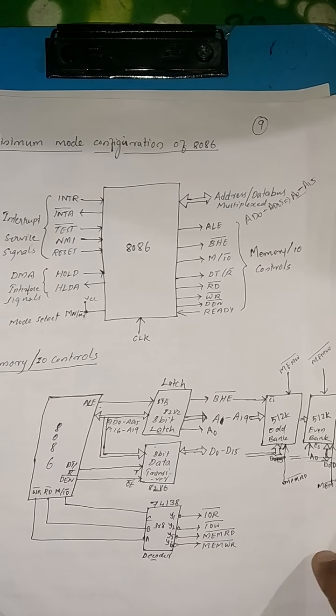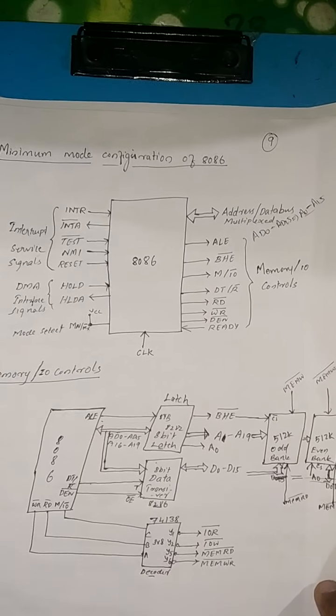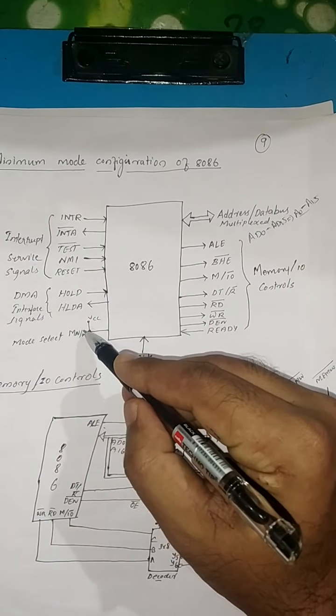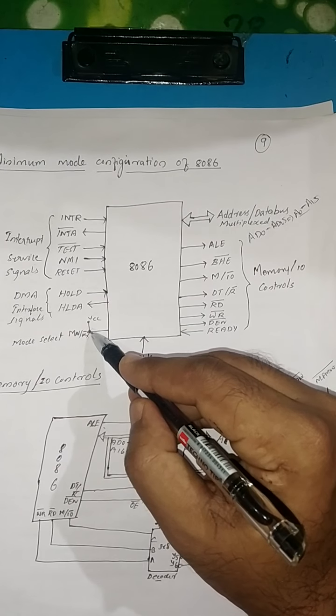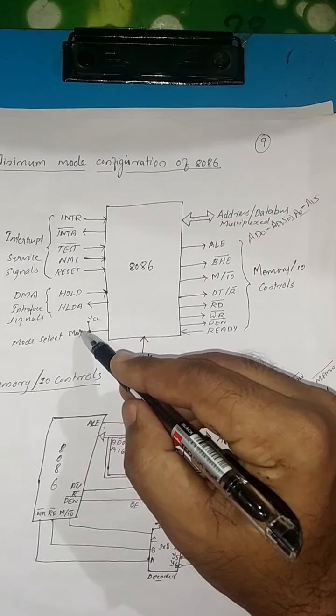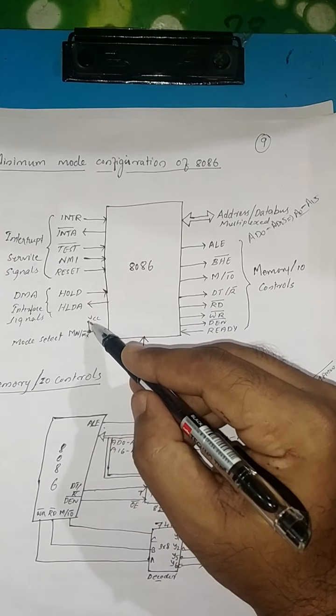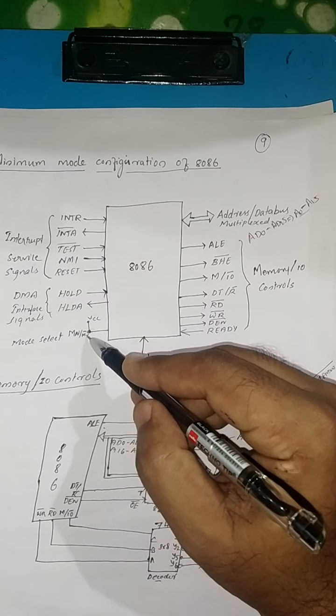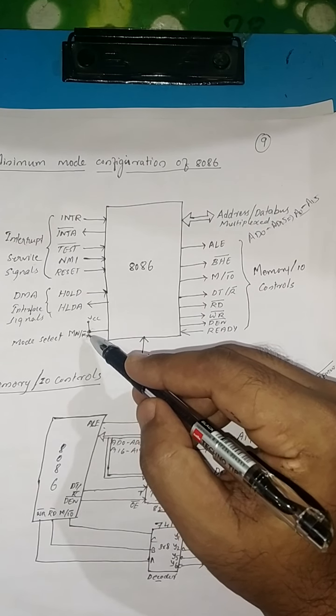Today I am going to discuss the minimum mode configuration of 8086. Based on the signal connected to the MN/MX bar, the microprocessor acts in minimum mode or maximum mode. If MN is 1 or VCC, 8086 is in minimum mode, and if it is 0 or connected to ground, then it is in max mode.